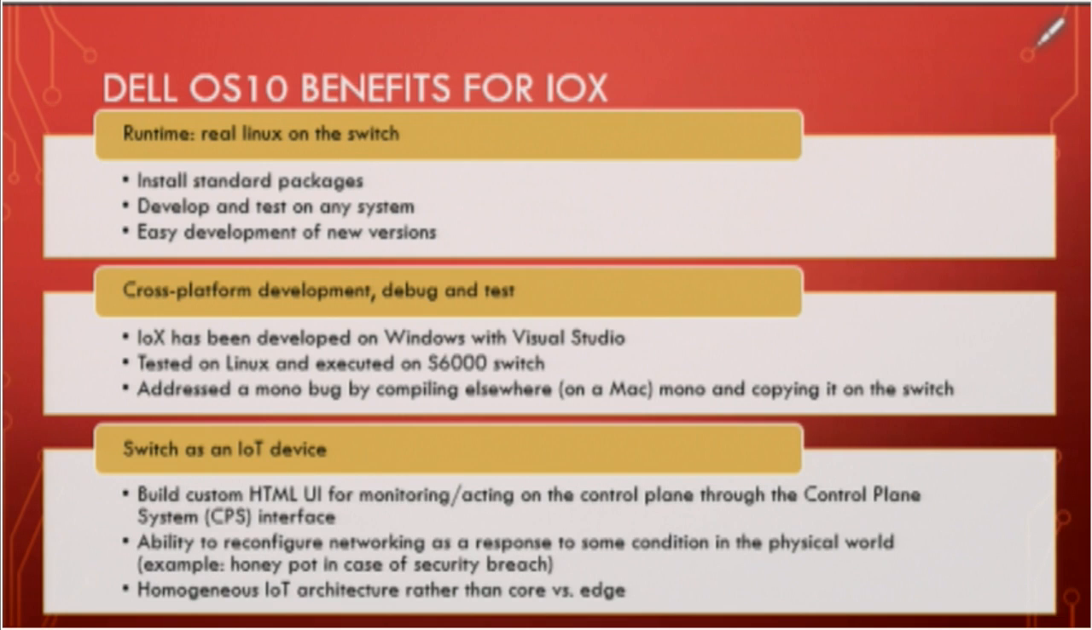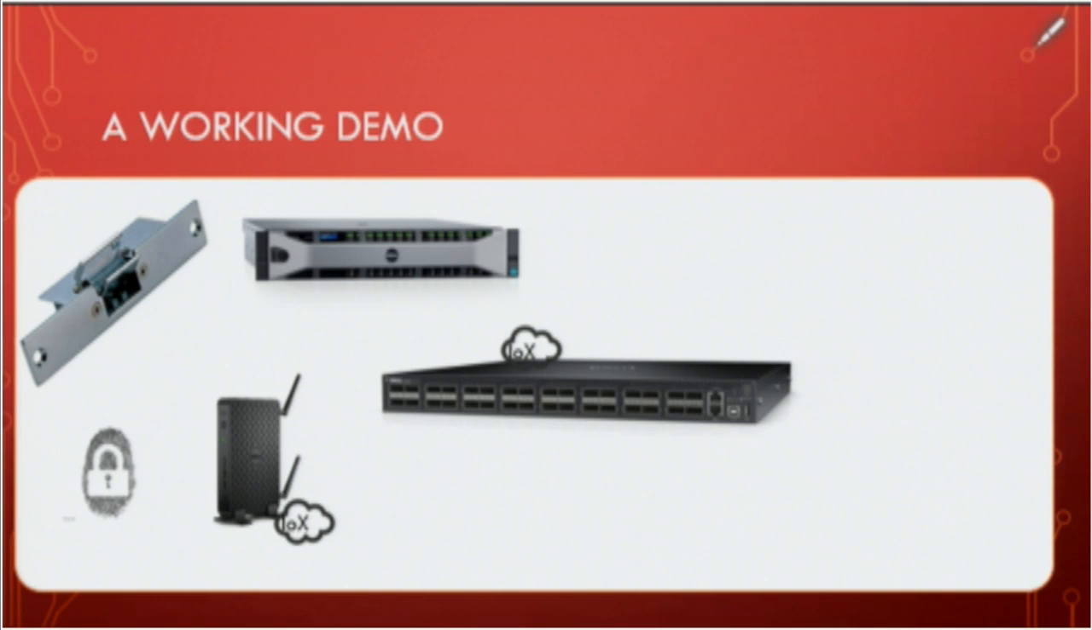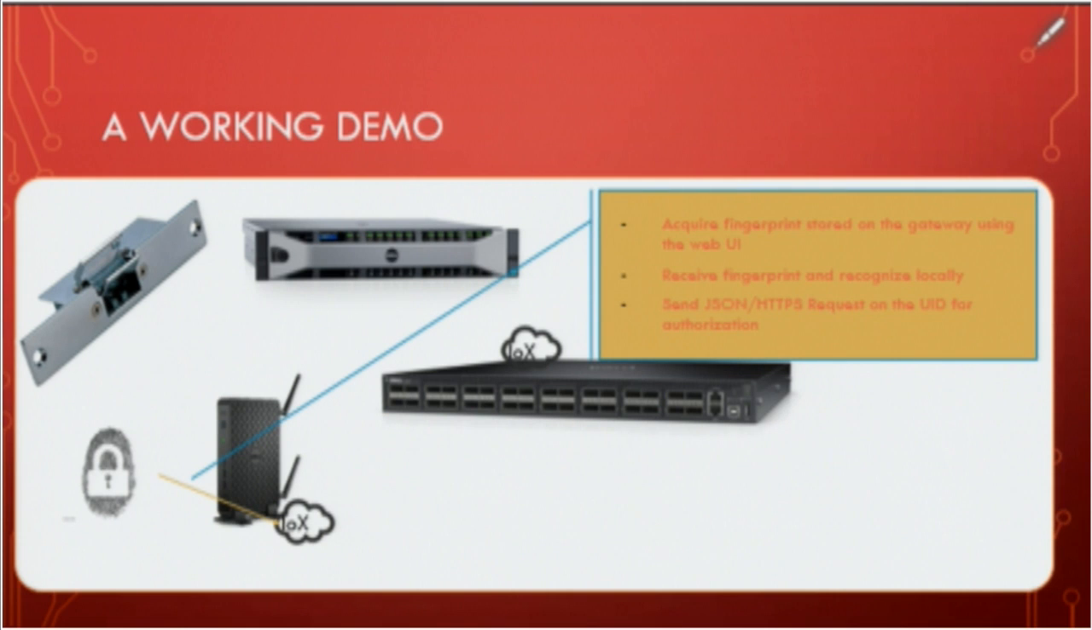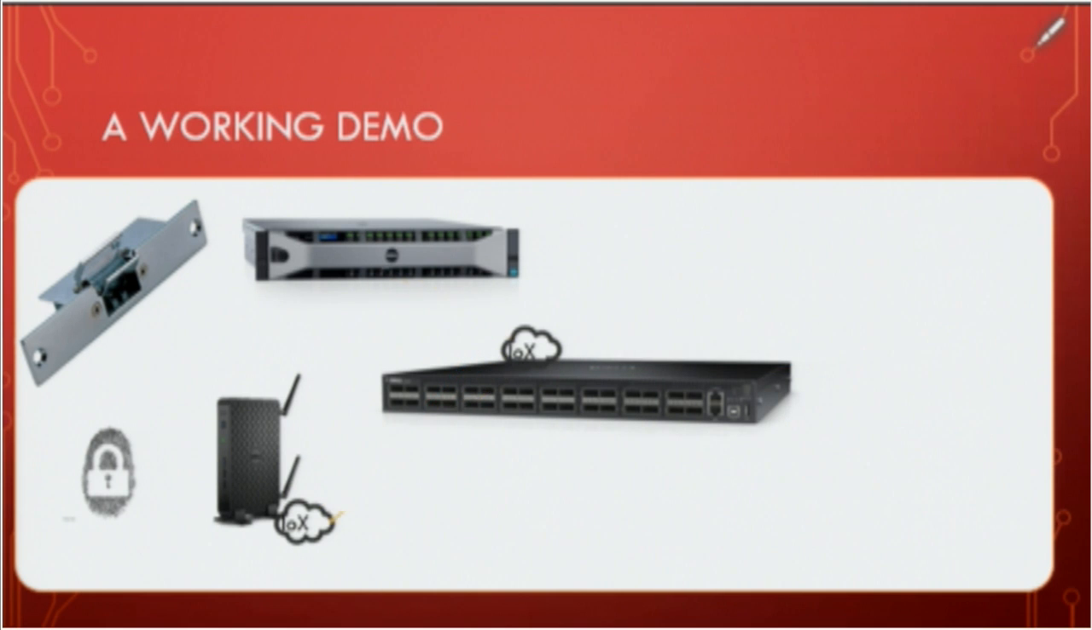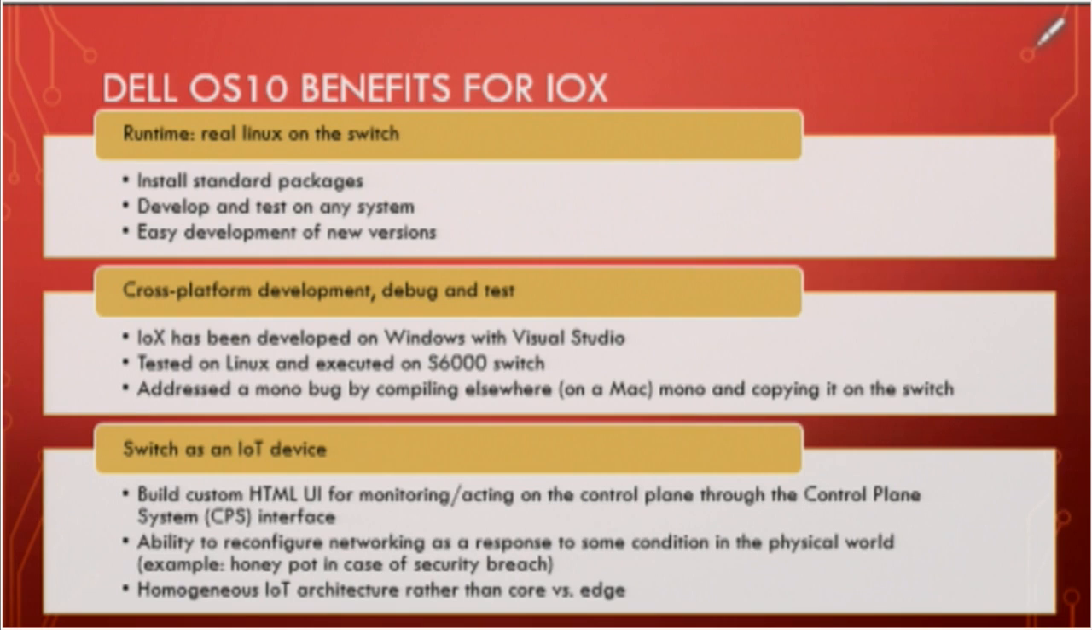We have this runtime written in .NET running on a Dell gateway for Internet of Things that is attached to a fingerprint sensor. The gateway recognizes a fingerprint and sends a JSON message to the software running on the switch. The switch decides whether or not to allow someone into the room, and it logs and sends back an answer that opened the laptop, which is in production today.